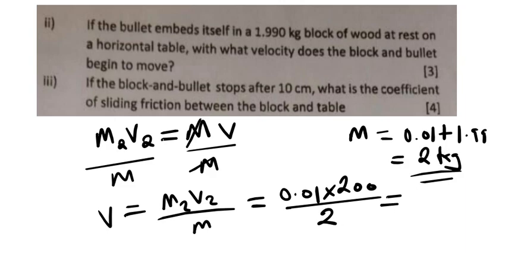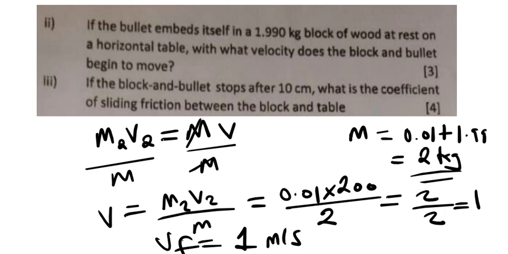Okay, so 0.01 multiplied by 200, that is giving me a 2 divided by 2. 2 divided by 2, that is a 1. So therefore the final velocity for this ball and the bullet, they are going to be moving at 1 meter per second. Basically this is how you solve this one.